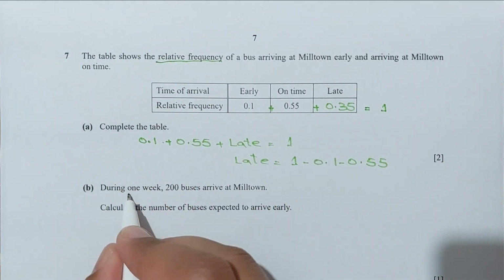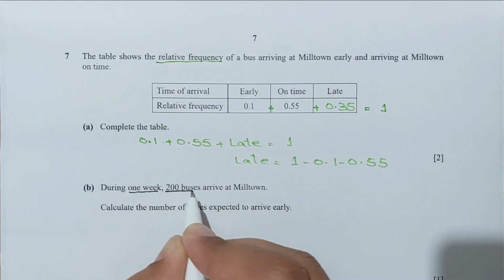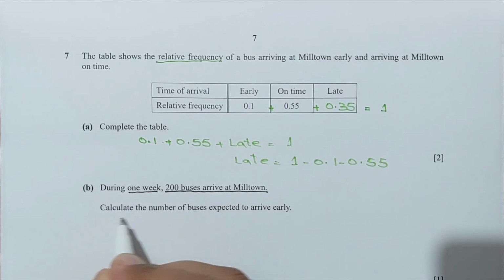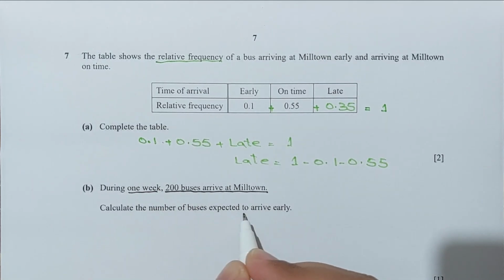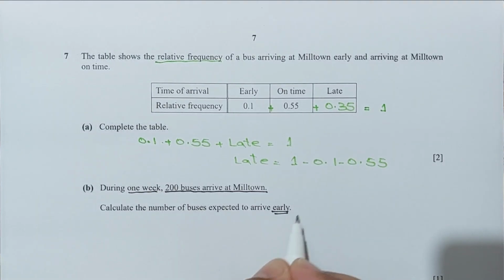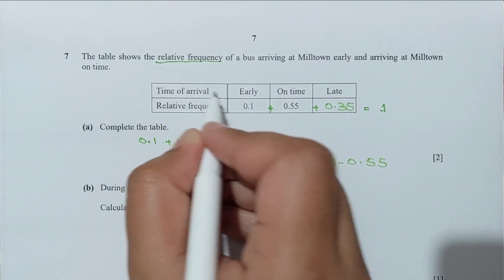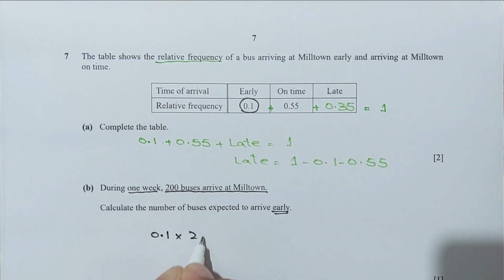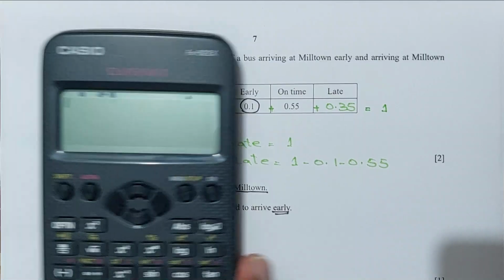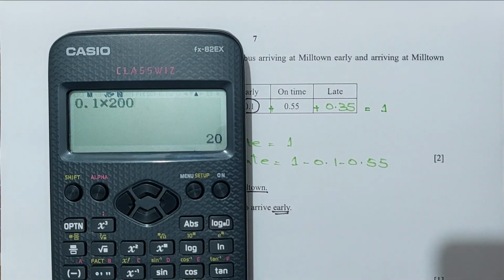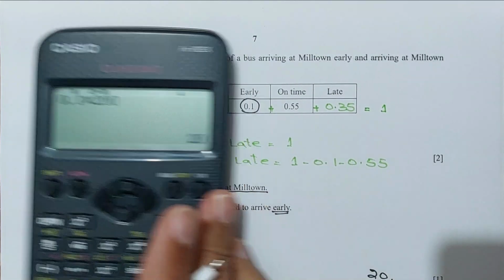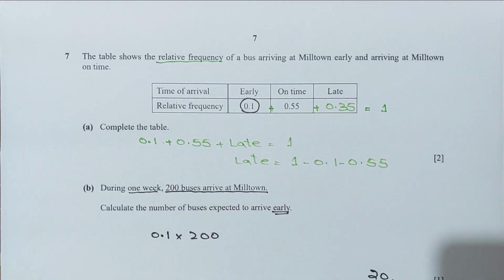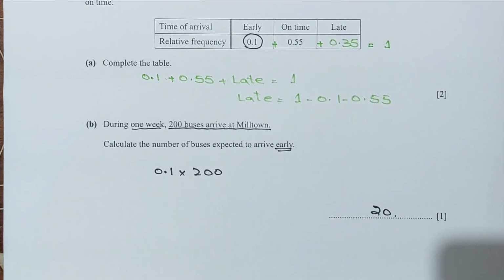Now for part B, during 1 week, 200 buses arrive at Milltown. Calculate the number of buses expected to arrive early. The relative frequency for early is 0.1. You have to multiply by the total number of buses. So 0.1 times 200 is 20 buses. Out of 200 buses, 20 buses are expected to arrive early.